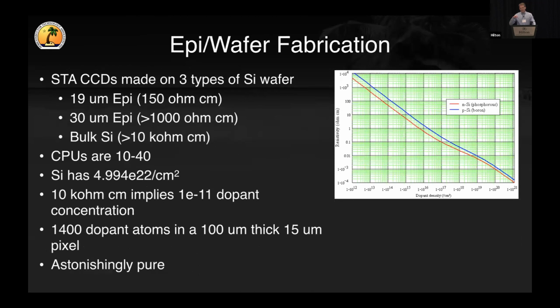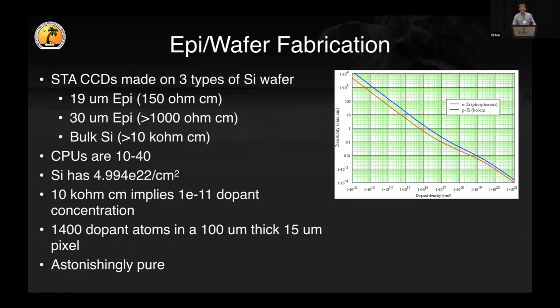After mask fabrication, we buy wafers, and we produce CCDs in 3 different thicknesses: 19 micron epi, 30 micron epi, and bulk epi. Wow, I'm running way out of time. And I wanted to put this up because it's just a big extreme number.